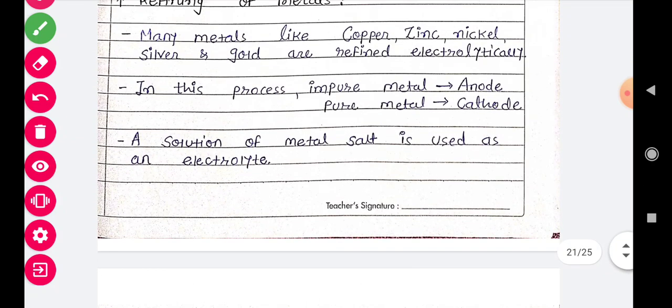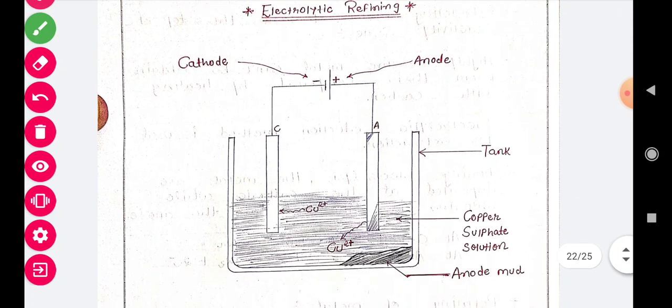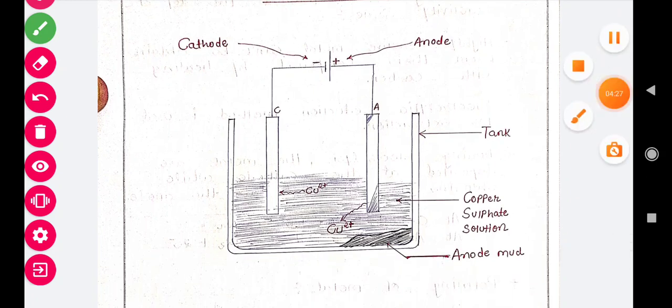Here, as the metal salt, we are utilizing copper sulfate, in which copper is the metal. The impure metal is connected to the anode, which is the positive electrode, and the pure metal is connected to the cathode, which is the negative electrode. In this figure, two separate electrodes are connected, as we discussed earlier. So what will happen? Let us talk about that.